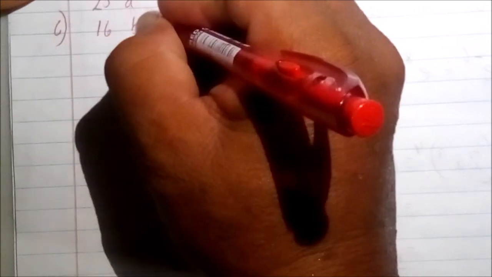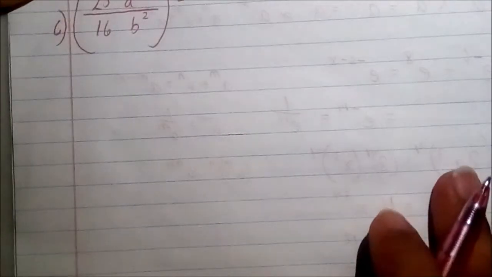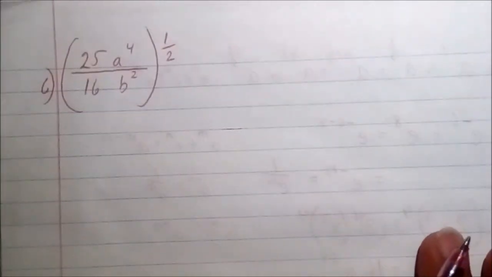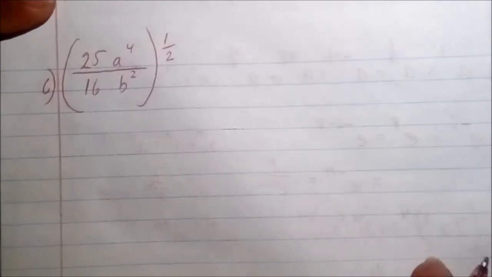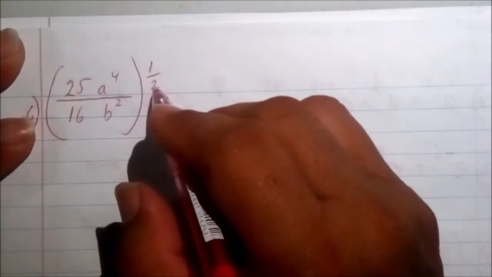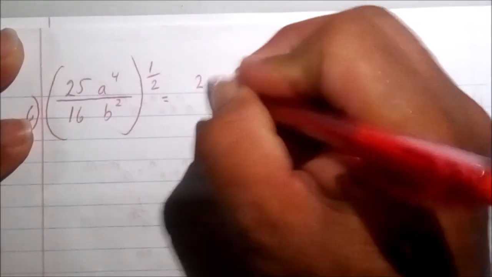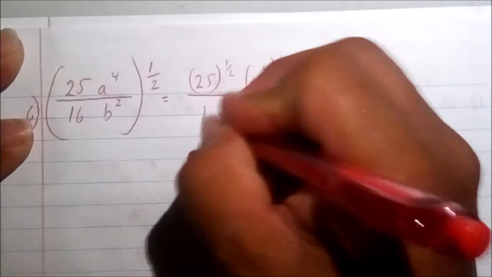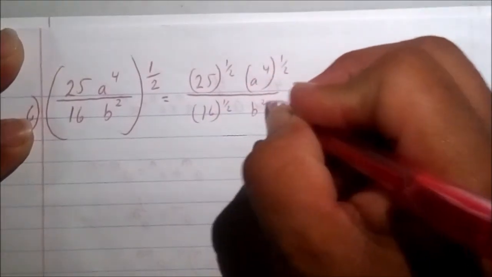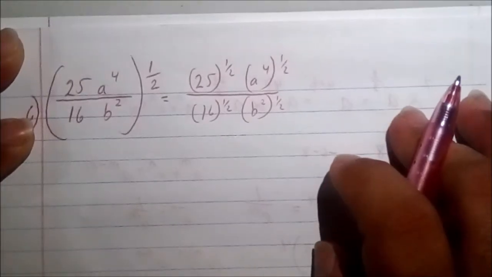Consider that we have 25 over 16, a to the 4th and b to the 2nd, all over, in brackets, to the 1/2 power. Now how do I solve this? Well, there are various methods you could use to solve this one. What you will do is break it up into its components. So this is what you do. You will take this 25 and raise it to the 1/2 power, and 16 to the 1/2 power. So you put 25 raised to the 1/2 power, a to the 4th raised to the 1/2 power, over 16 to the 1/2 power and b squared to the 1/2 power. Everything will be raised to its 1/2 power.